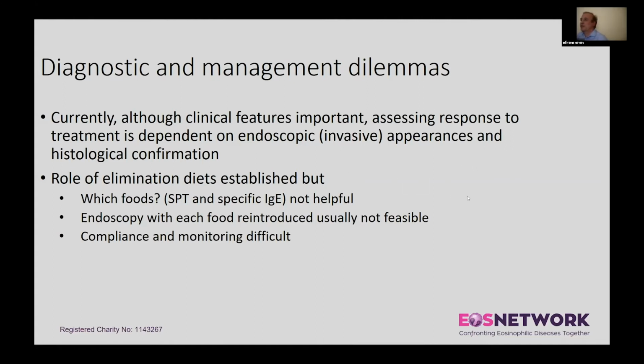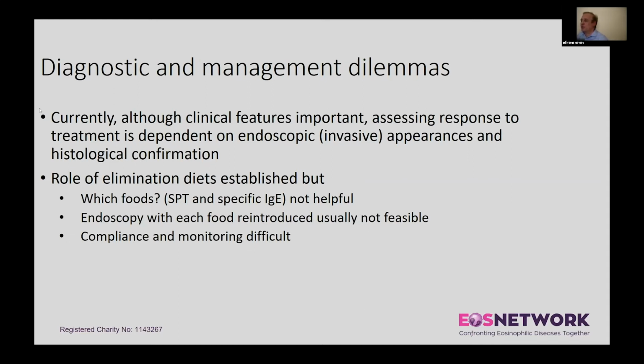So how do we assess these patients? So symptoms don't correlate with disease activity. You can't see it. It's not like an eczema or urticaria. You can't look at it and see how aggressive it is. And really the only way to determine the degree of inflammation is endoscopy and biopsy.